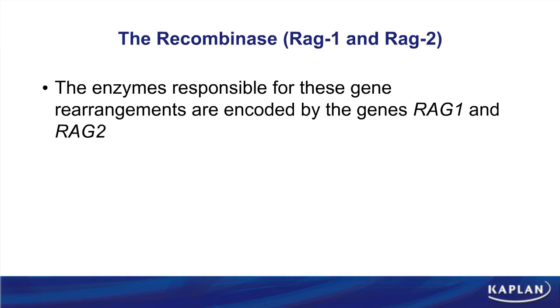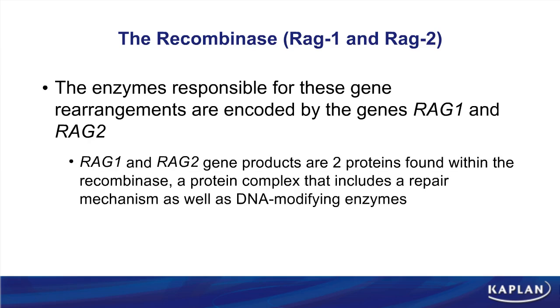As I already mentioned, the recombinase is the enzyme complex that facilitates the rearrangement of B and T cell receptors. The recombinase is actually a multi-enzyme complex that helps to facilitate this process. Of importance for USMLE are the RAG1 and the RAG2 gene products. And the reason they like to focus on these is, of course, we can manipulate these, we can mutate these, and result in immunodeficiency diseases such as SCID.